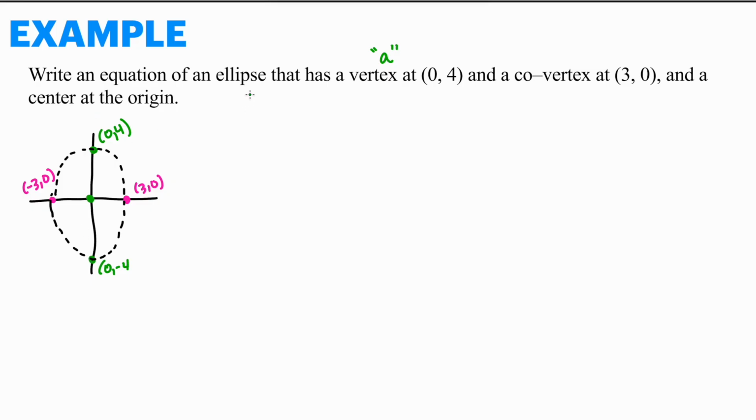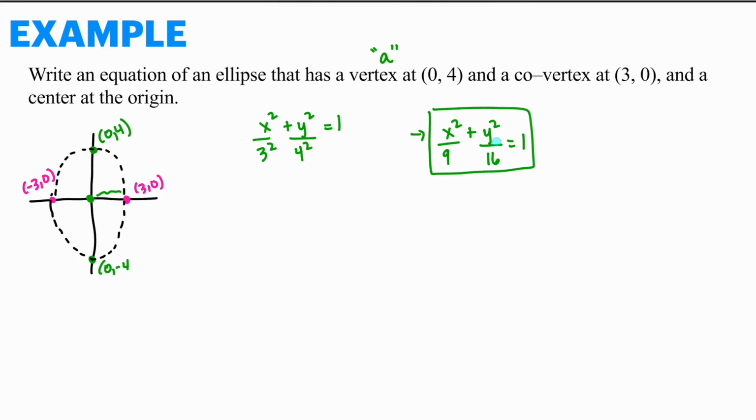So therefore, I know it's going to be x squared over something plus y squared over something equals 1. My vertex is along the y-axis, so I'm going to put it underneath my y value. My co-vertex is along the minor axis, which is horizontal, the x values, so it's going to go under the x value. So you can either write it like that or go ahead and actually square them. 3 squared is 9, 4 squared is 16, and that equals 1.